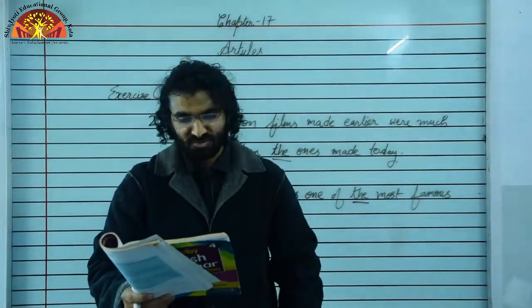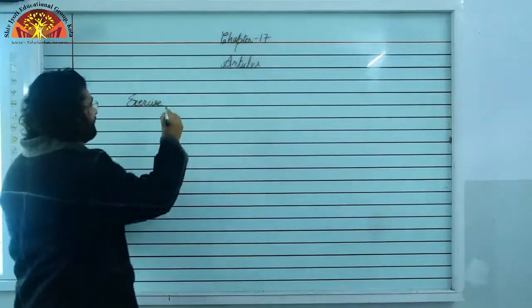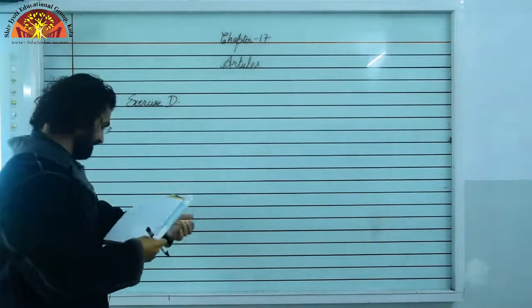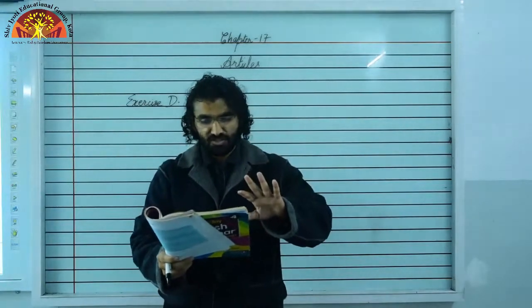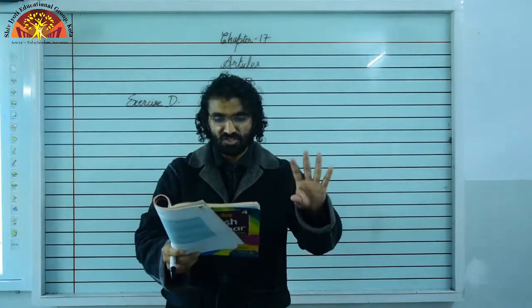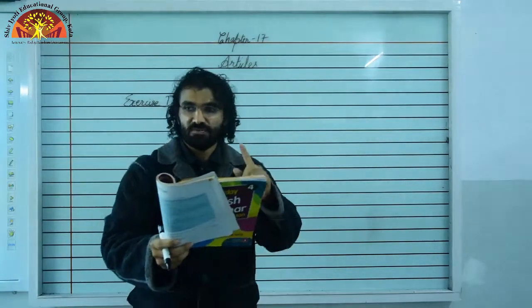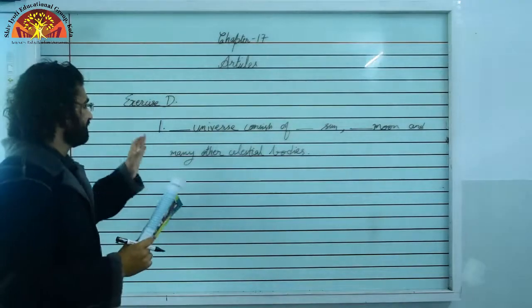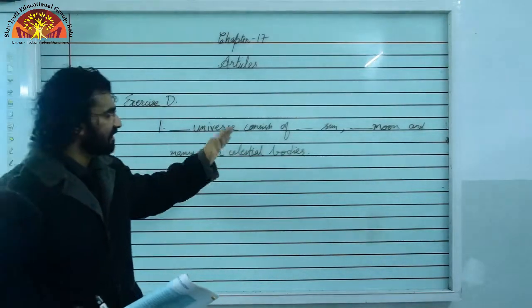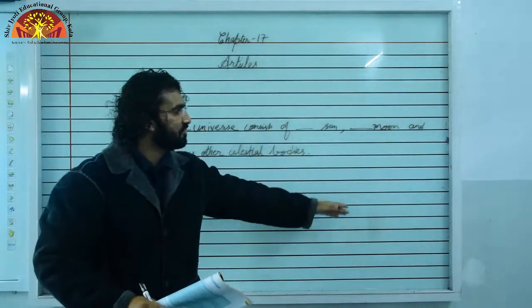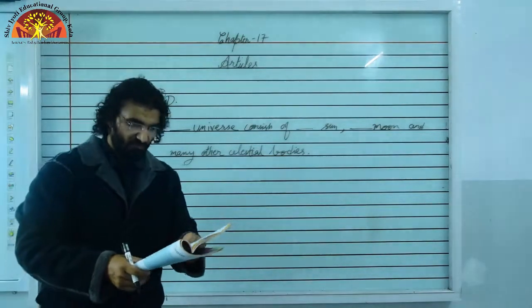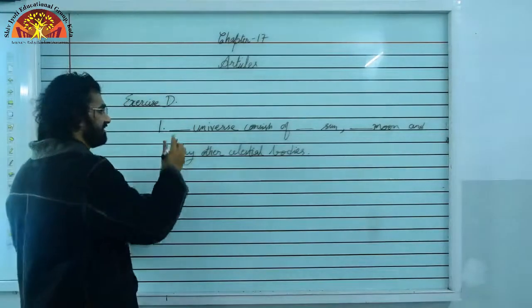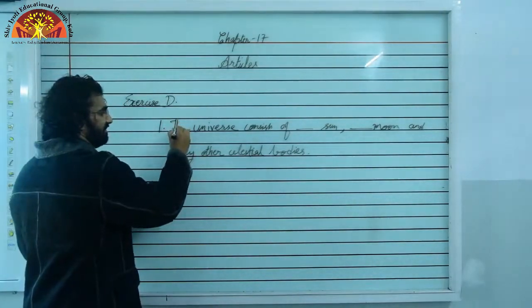Now we will talk about exercise D. Insert "the" wherever it is necessary, put a cross where it is not needed. Okay? So we are going to see the first one here. "Dash universe consists of dash sun, dash moon and many other celestial bodies." Insert "the" wherever it is necessary. Here it is necessary to insert "the".